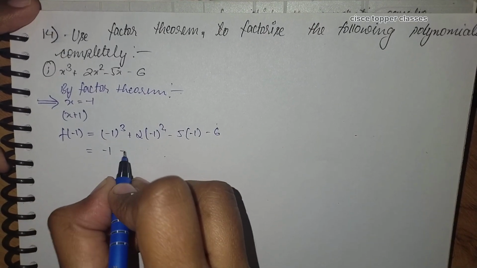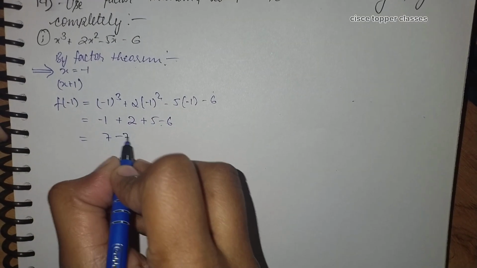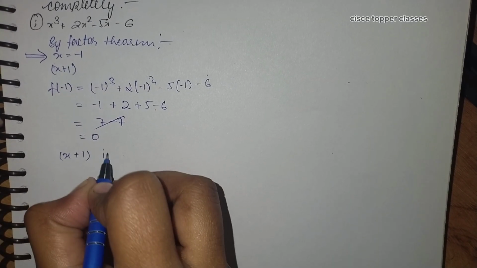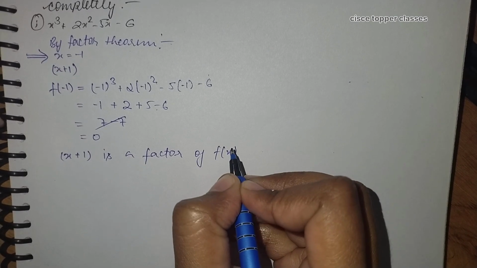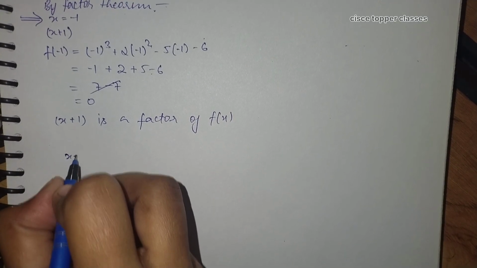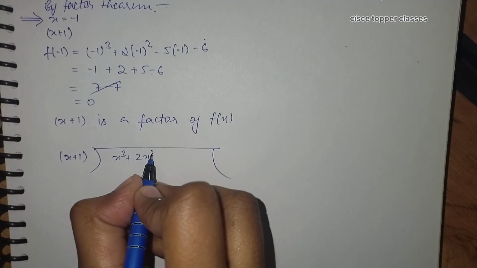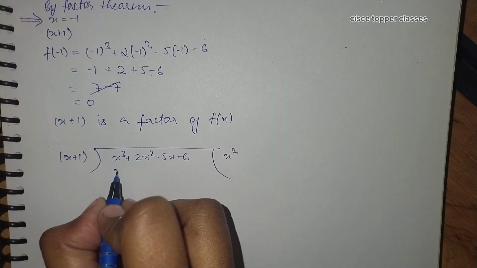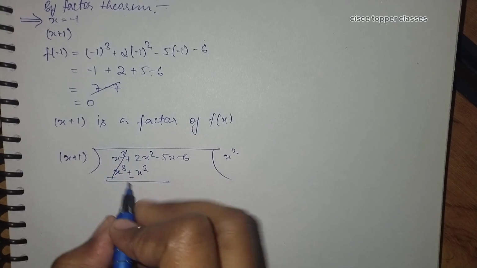So it will become minus 1 plus 2 plus 5 minus 6. That will become 7 minus 7, and as it is cancelled out, we can write from here that x plus 1 is a factor of the polynomial f(x). Now in this question we have to factorize the polynomial completely by this factor only. So we divide x cube plus 2x square minus 5x minus 6 by x plus 1. We can put x square firstly there, so x cube plus x square. This will be subtracted and cancelled out.